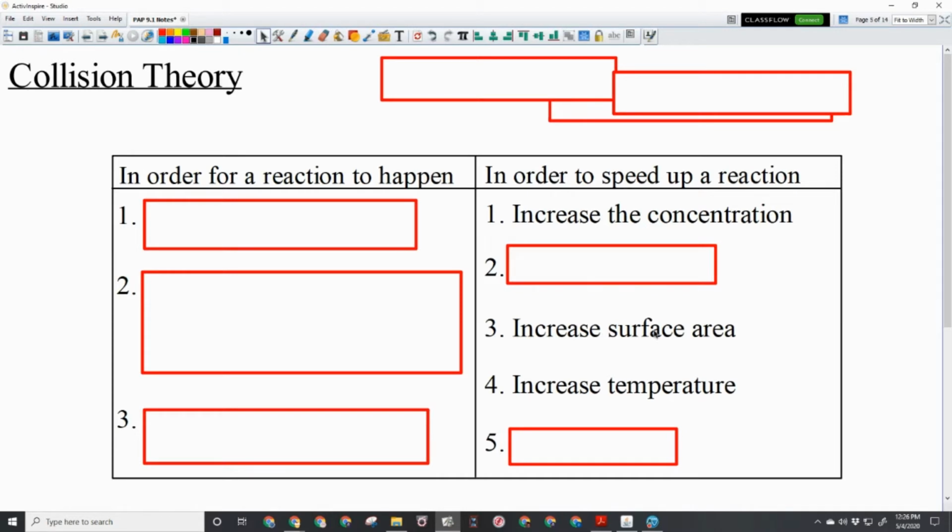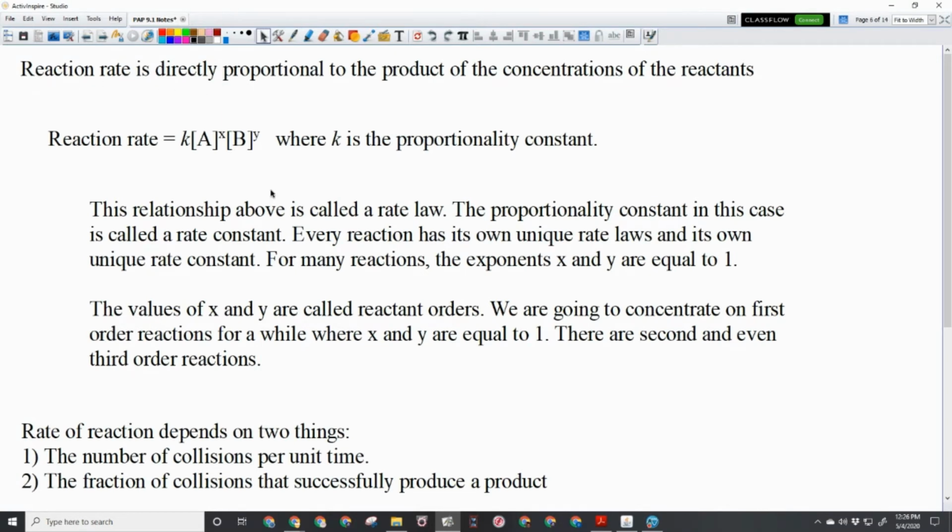So we're going to look at these three things here, not so much surface area, in the demonstration that I'm about to show you to increase the speed of the reaction. But before we do that, we need to write down some more information.